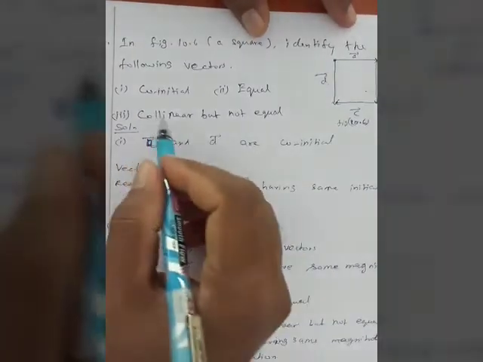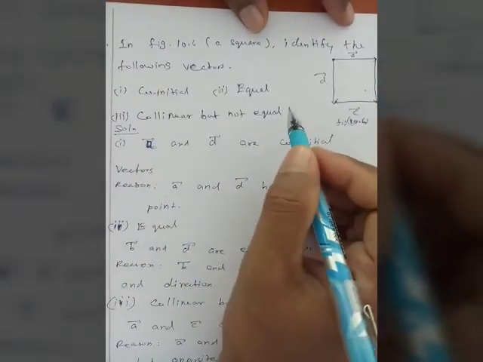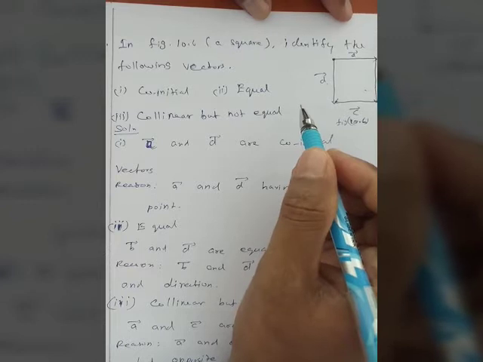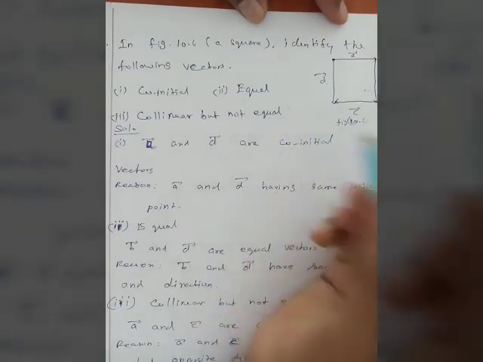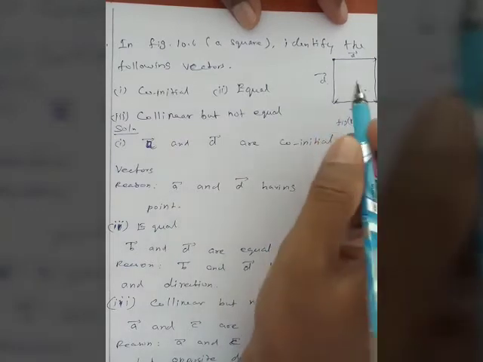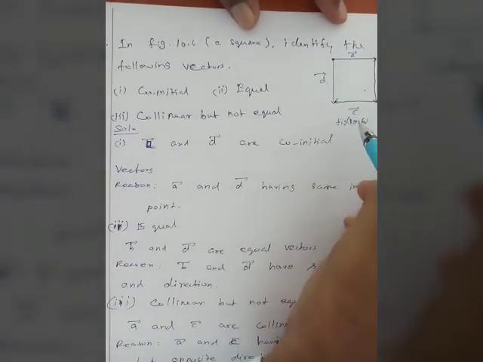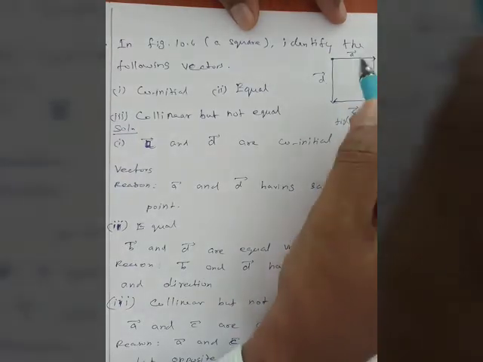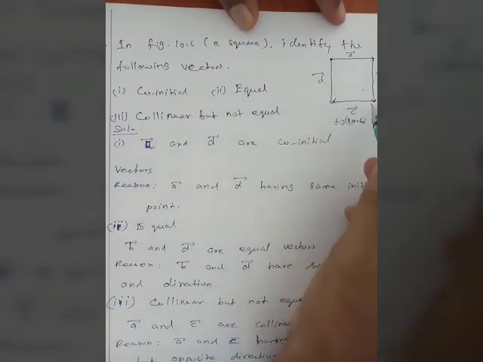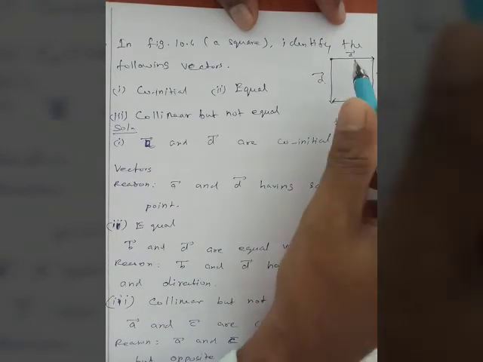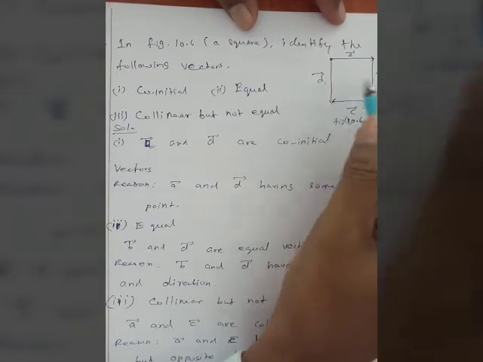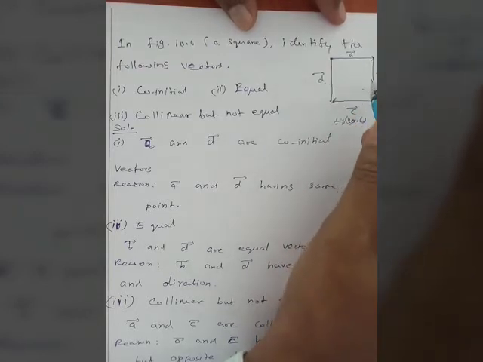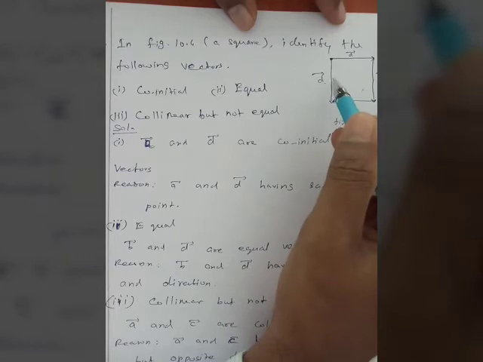Next one, collinear but not equal. Collinear means parallel vectors, but the directions are not equal, or the magnitudes are not equal. Magnitude or direction, any one is not equal. Now see the vectors A vector and C vector. Both have the same magnitude as well as being parallel, but the directions are opposite. So these two are collinear but not equal vectors. Considering B vector and D vector, these two vectors are parallel as well as the same magnitude and direction, so these two are collinear and equal.